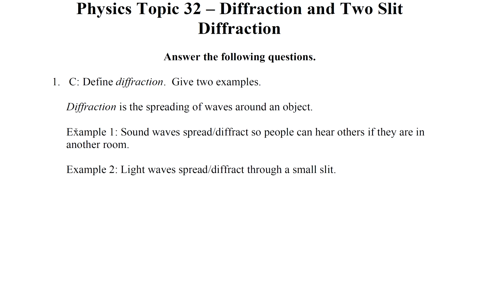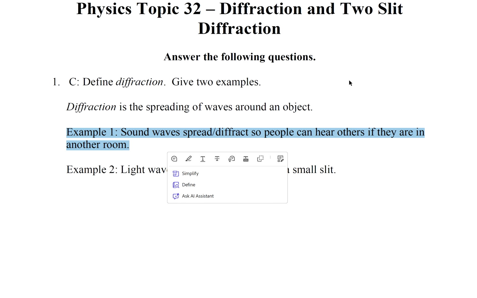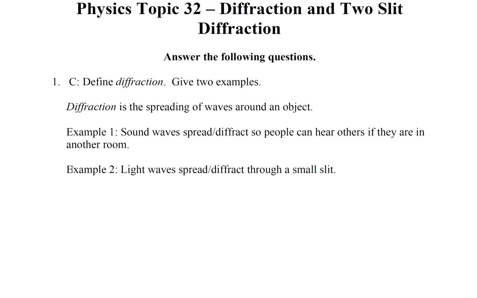So one example is when sound waves spread or diffract, so people can hear others if they are in another room. Another example is when light waves spread or diffract through a small slit. When defining diffraction, do not use the word bend. Don't say diffraction is a bending of waves around an object.